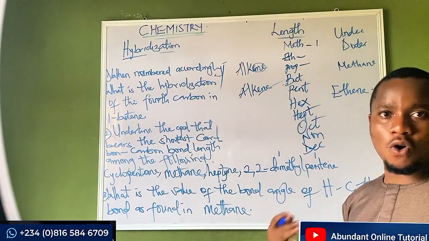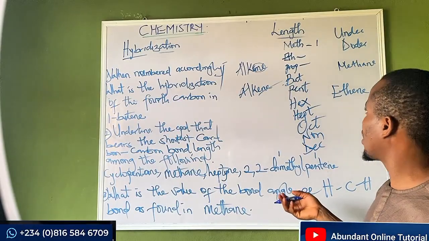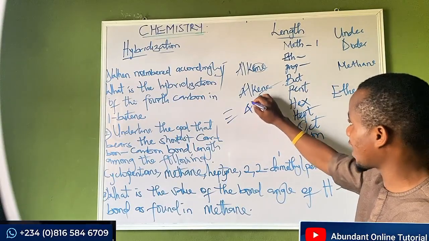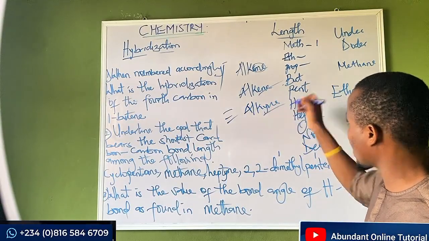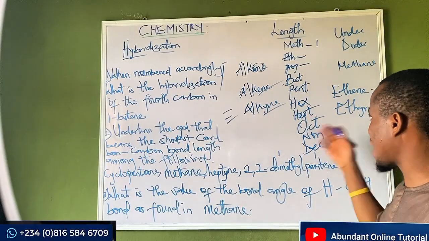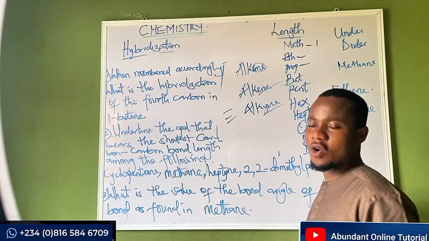If it has a triple bond, that will be alkyne. All right. Just take the yne and add it. It becomes ethyne. Is it clear? So that's how to name an organic compound.